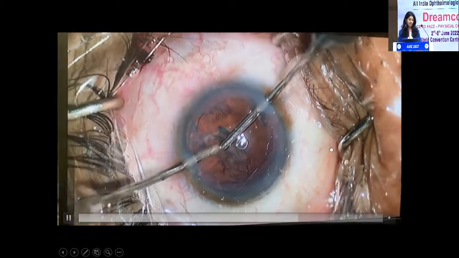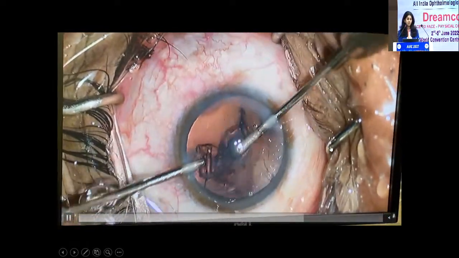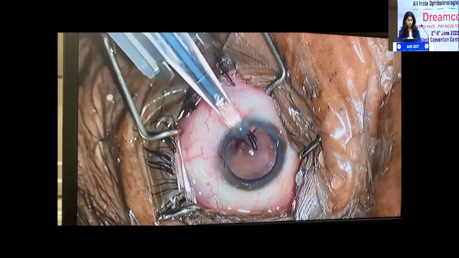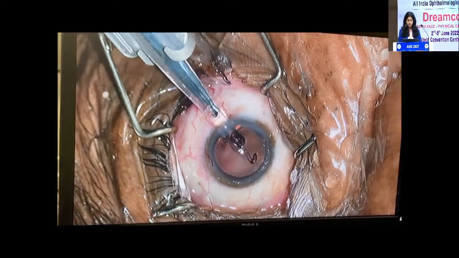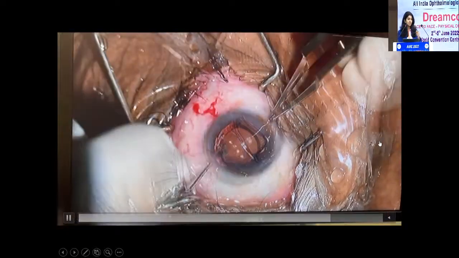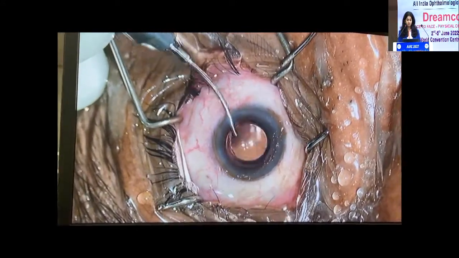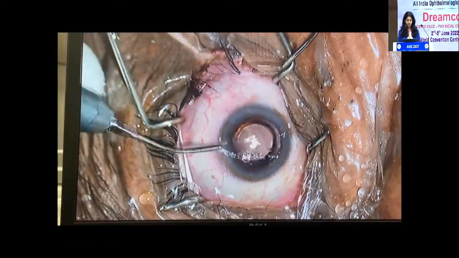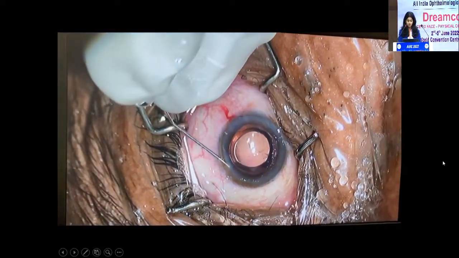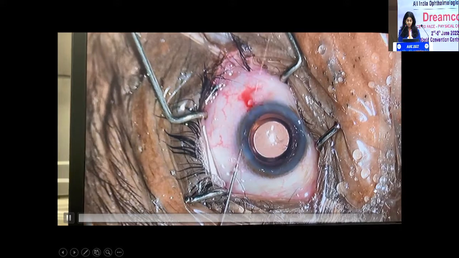Followed by bimanual, which is a very safe step in this, since we are holding and stabilizing the eye with both the instruments. Followed by single piece monofocal hydrophobic IOL injection. At this step also the patient can feel some pain and some pressure, so we have to counsel the patient beforehand. Followed by Visco wash, intracameral moxifloxacin and sealing of the incisions.